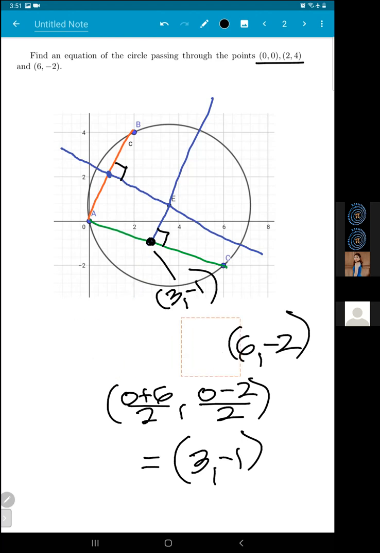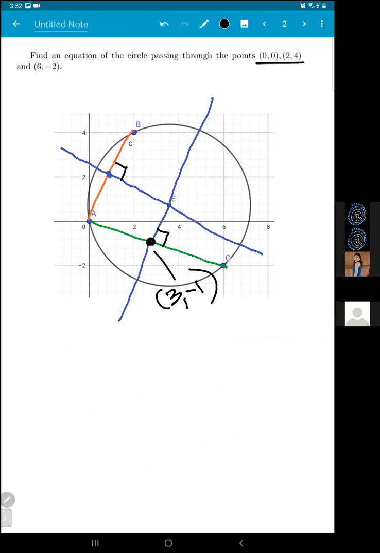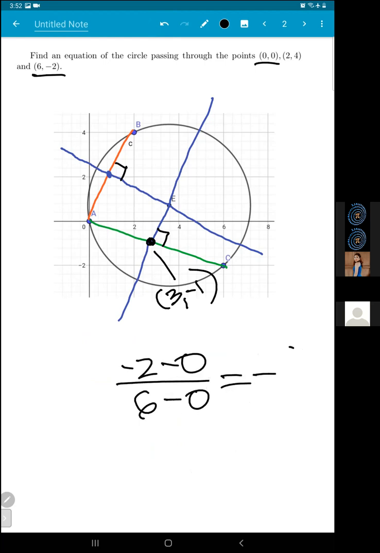And then slope. Get the slope of the green line using AC again. This one and this one. Change in Y, change in X. Gives you negative 1/3 for the green one. So you get the negative reciprocal of that for the slope of this one. So this one has slope 3, the negative reciprocal of this.